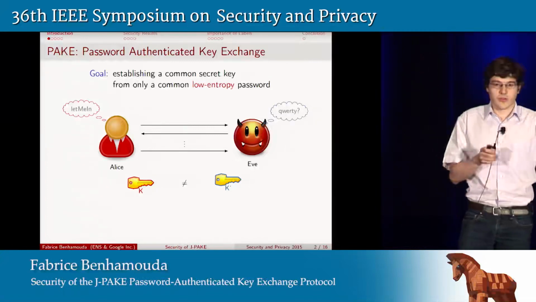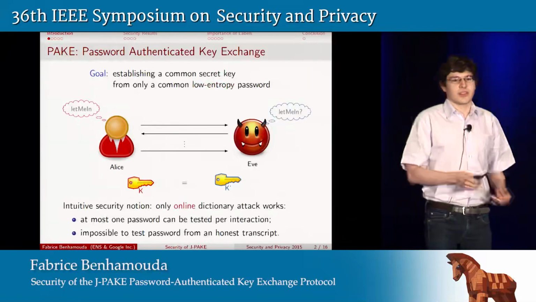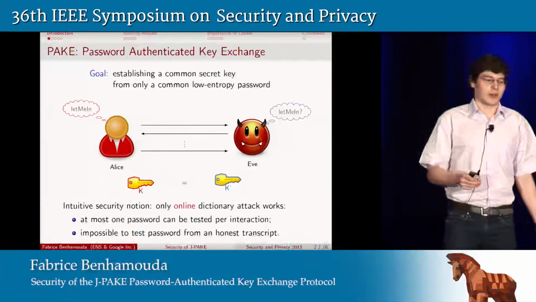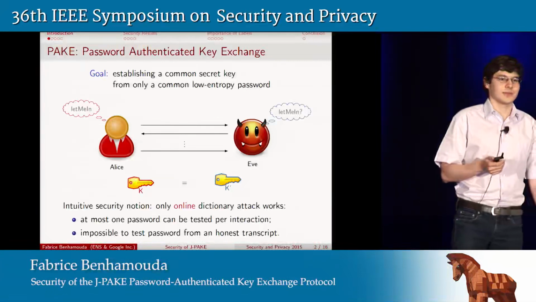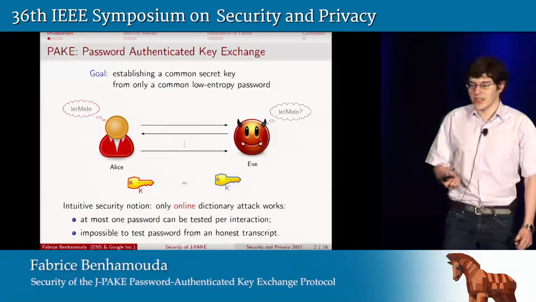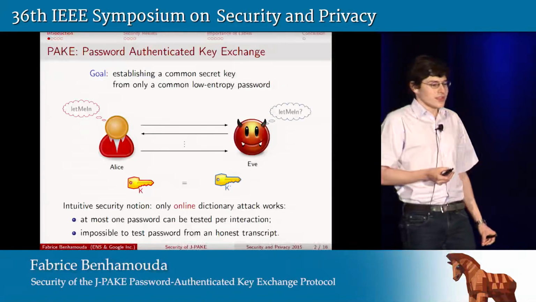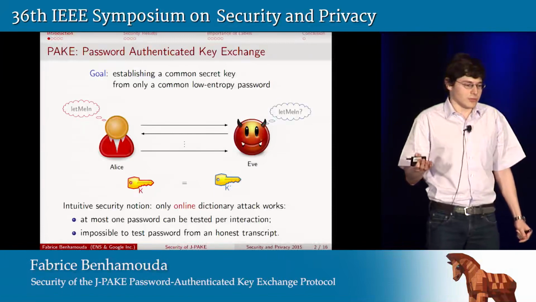But after several trials, she may end up finding the correct password, since there is only a small number of possible passwords, and she will get authenticated to Alice and get the same key as Alice. This attack is called an online dictionary attack. And basically what we want is that this attack is the most powerful attack possible.